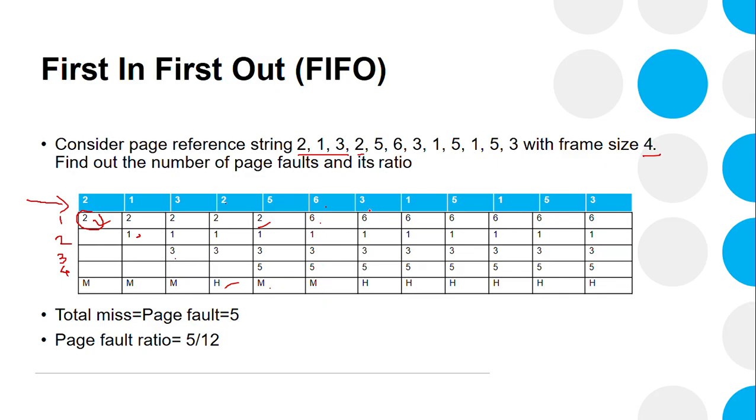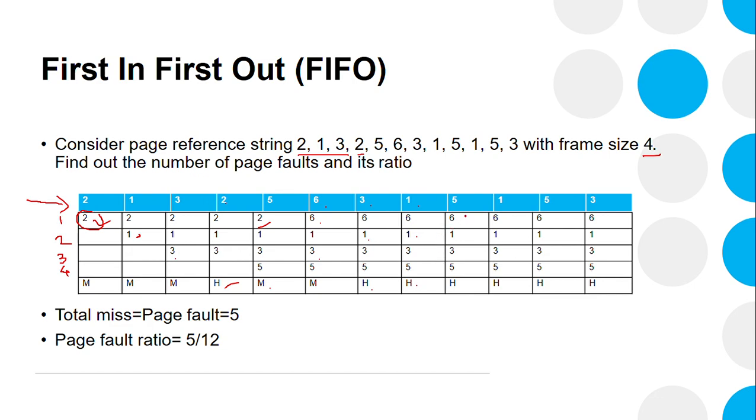Next number is 3. You can see 3 is already there with us. So 3 we don't have to add again in the memory. It is a hit. Next number is 1. 1 is already there in the memory. We don't have to add it again. So we are not adding 1 again. That's why it is a hit.